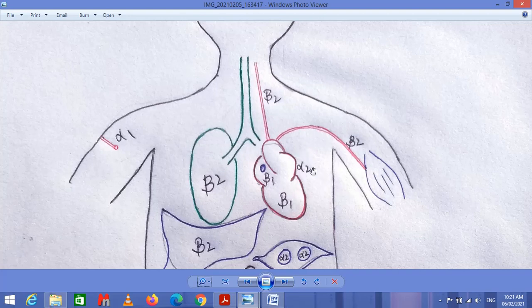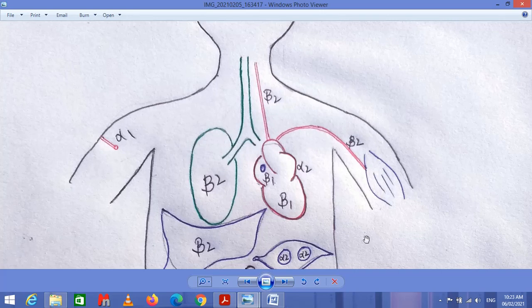The alpha 2 receptors are present on the coronary arteries, especially on the small coronary arteries. And what is the function of alpha 2 receptors over here? Actually, the alpha 2 receptors are present on the smooth muscles of the coronary arteries, and they are responsible for the relaxation of the smooth muscles, which leads to the dilation of the coronary arteries. So it leads to the increased supply of blood to the cardiac muscles.